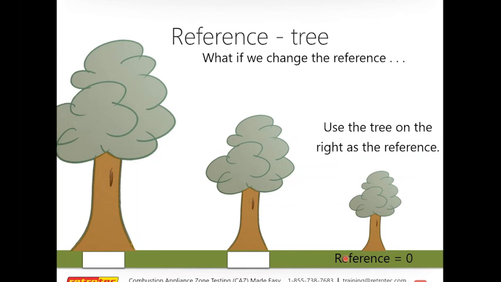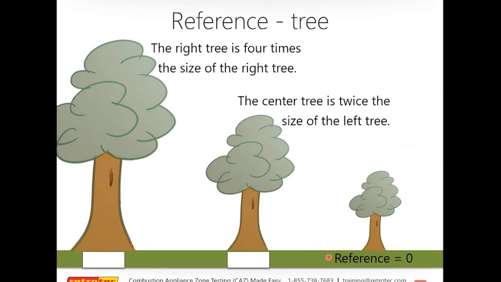Make sense? So what if we change the reference now? What if we change that reference from the tree in the middle to the smaller tree? Now that smaller tree, which before was -0.5, becomes 0. And the tree in the middle is now twice its size. That one that was before 0 now becomes +2. So what do you think the larger one is? If you guessed +4, you were right. I'm sure you did, because it sounds like everybody knows what we're talking about here. They're all positive numbers because they're all on the positive side.